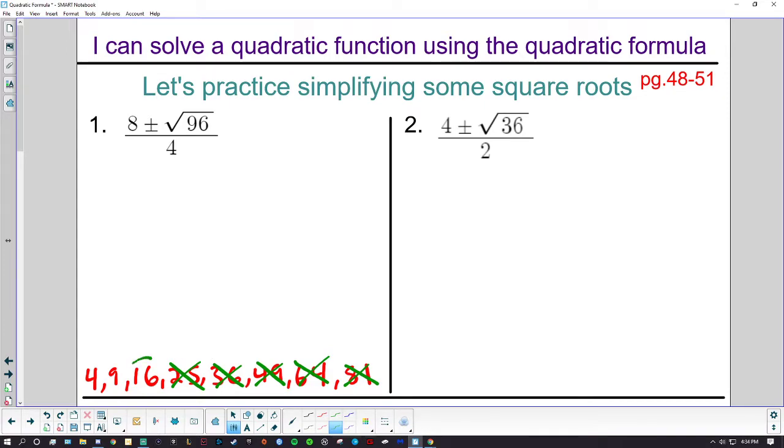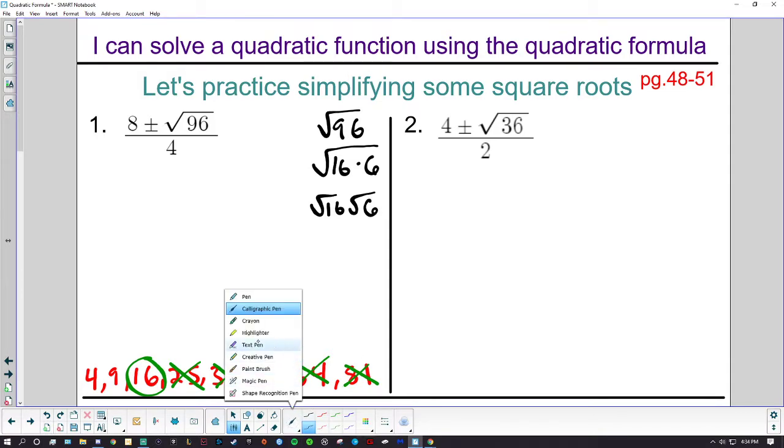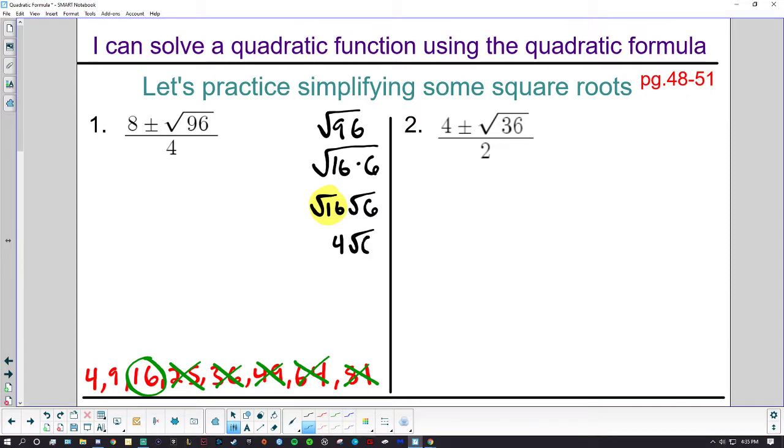Yes, indeed. When we divide 96 by 16, we get a nice even whole number, 6, which means we should split that up. So we're going to take this square root of 96 and split it up into 16 times 6. We're going to go even further and split this into square root of 16 times square root of 6. What's awesome is we all know what the square root of 16 is. The square root of 16 is 4. So we're going to write 4 square root of 6.